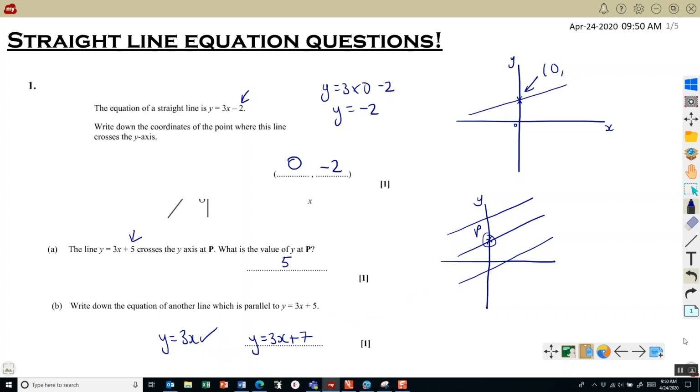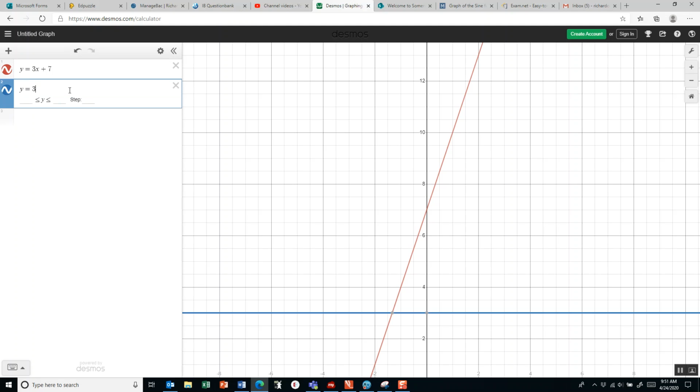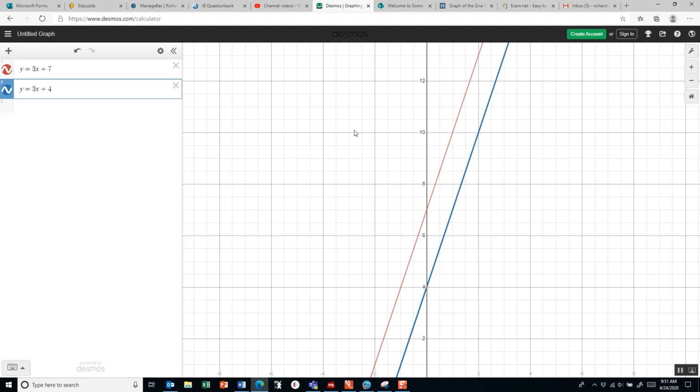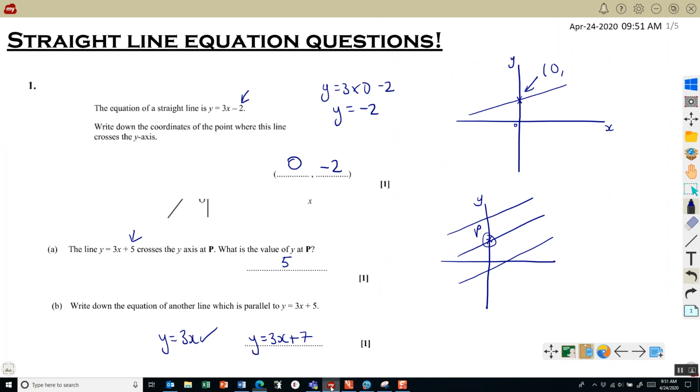Let me just quickly jump over to Desmos. There's the line, y equals 3x plus 7. If I do y equals 3x plus 4, okay, I can see it's parallel. And if I actually put a slider in here, there's 3x plus 1. I can see that as long as it's 3x, it doesn't matter the value of c, it's always going to be parallel to 3x plus 7. There's 3x plus 10. Okay, let's go back. So if you've got 3x and then any other number would be fine.